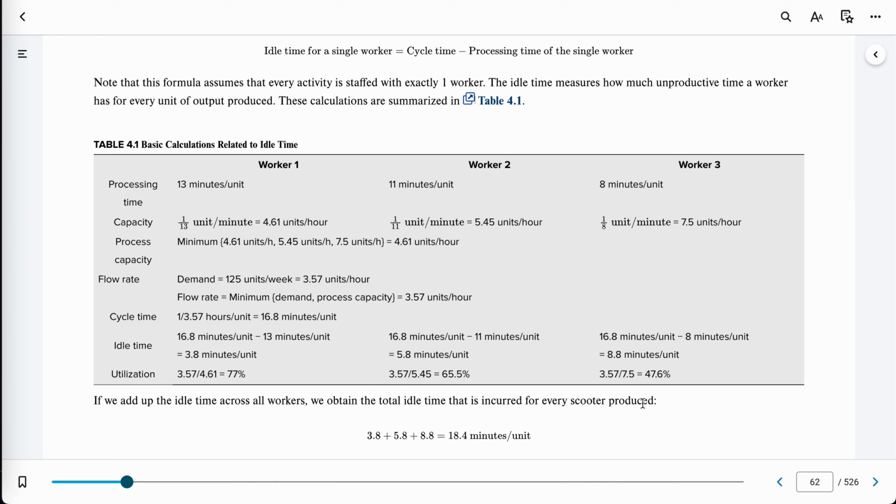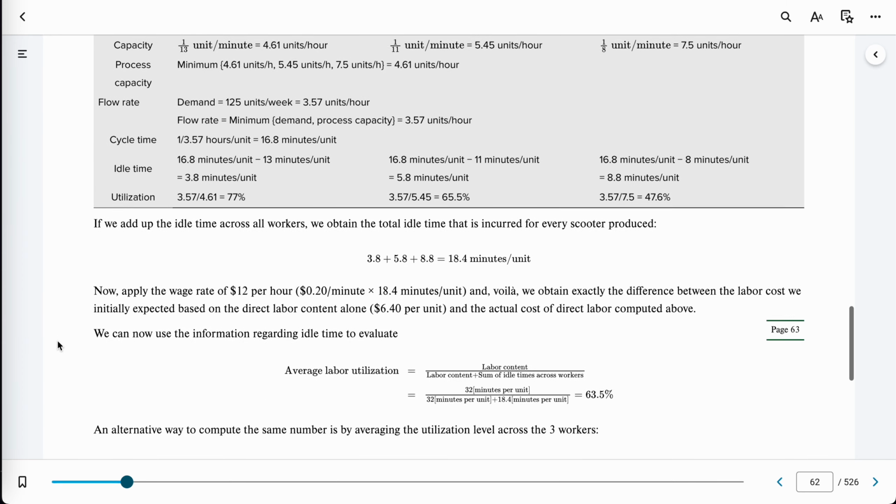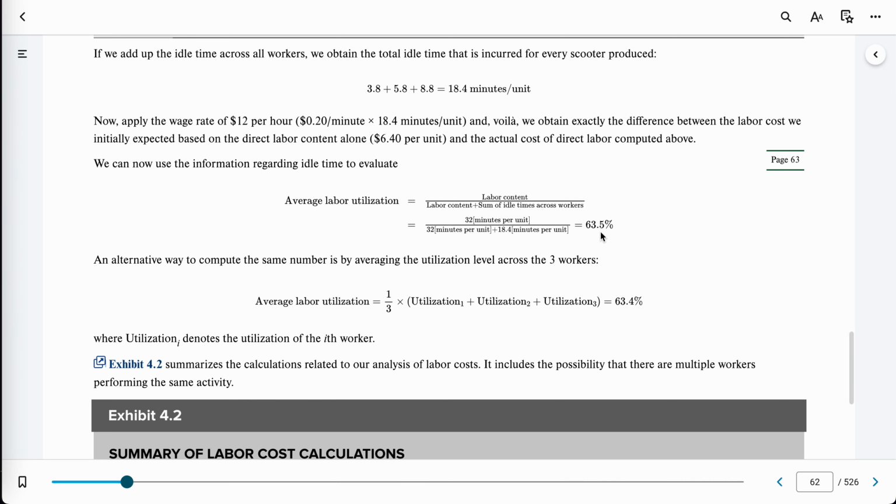Based upon that, we can calculate the utilization. So even worker 1, who is the bottleneck for this process, is going to have some idle time in the week, because we are not using the full capacity of the system. The full capacity of the system based upon the bottleneck process is approximately 161 units, but our demand is only 125 units. If you add up all the idle time across the 3 workers, it's 3.8 minutes per unit, 5.8 minutes per unit, and so on. So about 18.4 minutes per unit is the total idle time that we have here, and that's how we calculate the 63.5% average labor utilization.